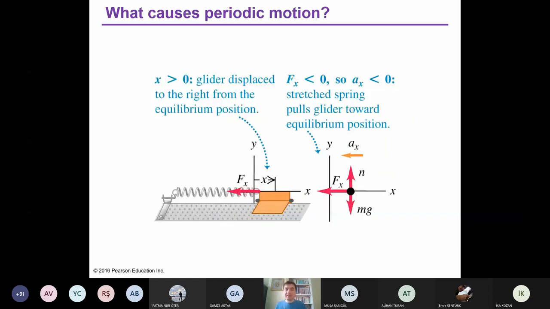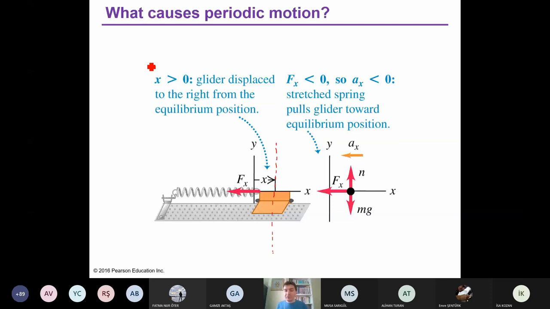Now, let me discuss this situation in detail. Let's consider the glider here is located at some certain x point, not in the equilibrium position. It is far from the equilibrium position on the right side. Then here we have x bigger than zero. Okay, we are talking about this x here.